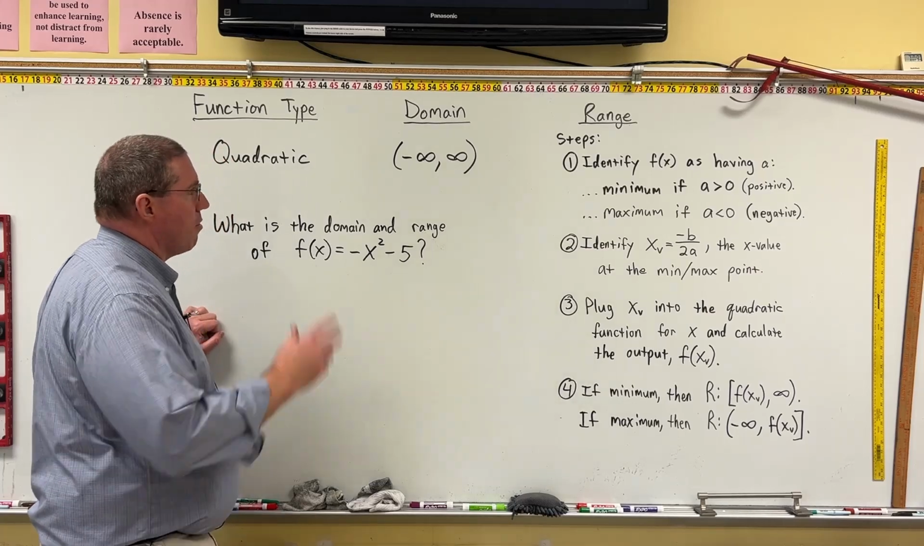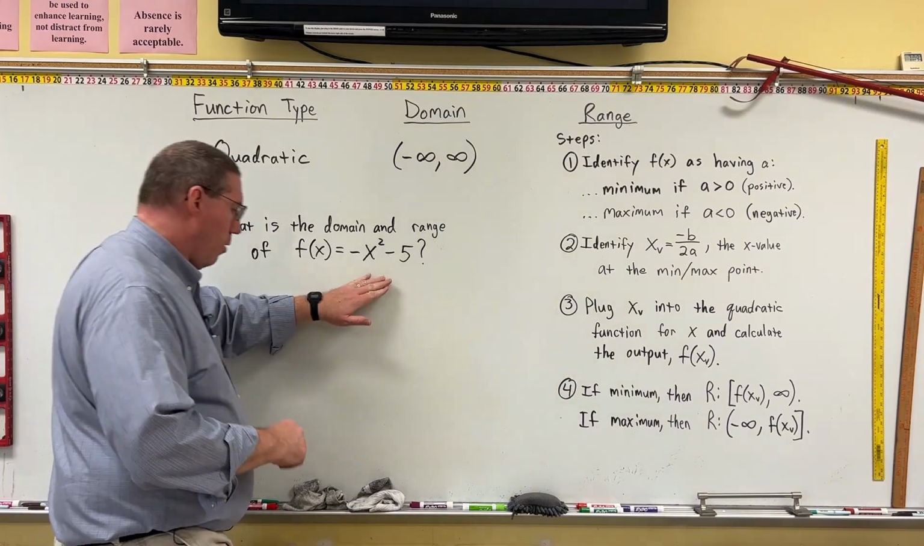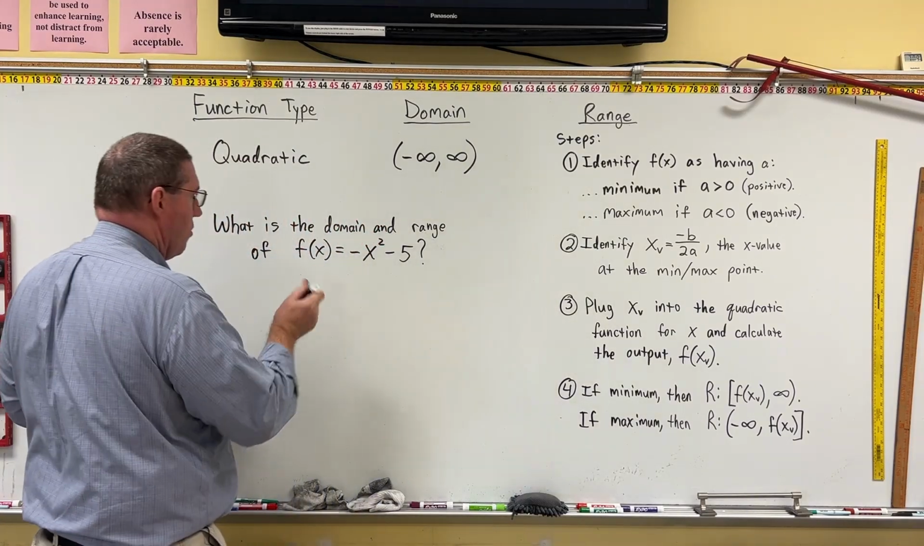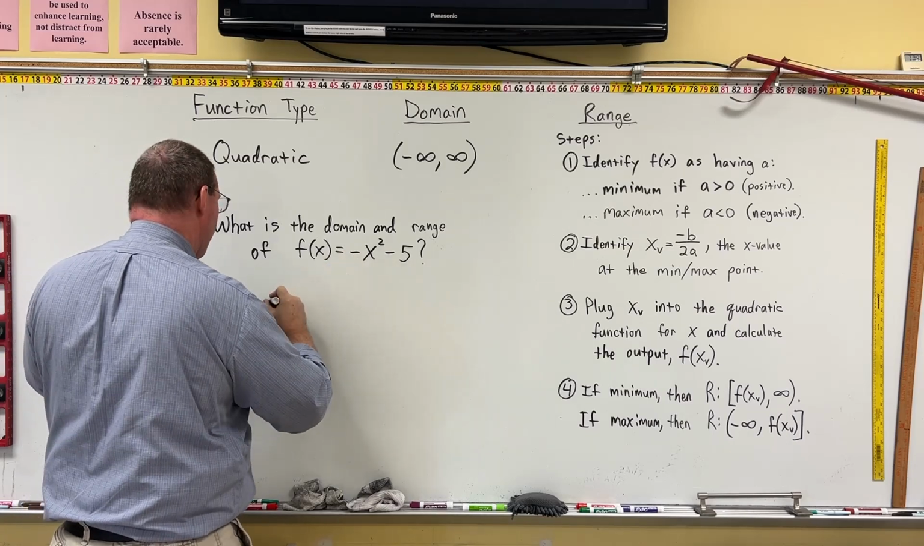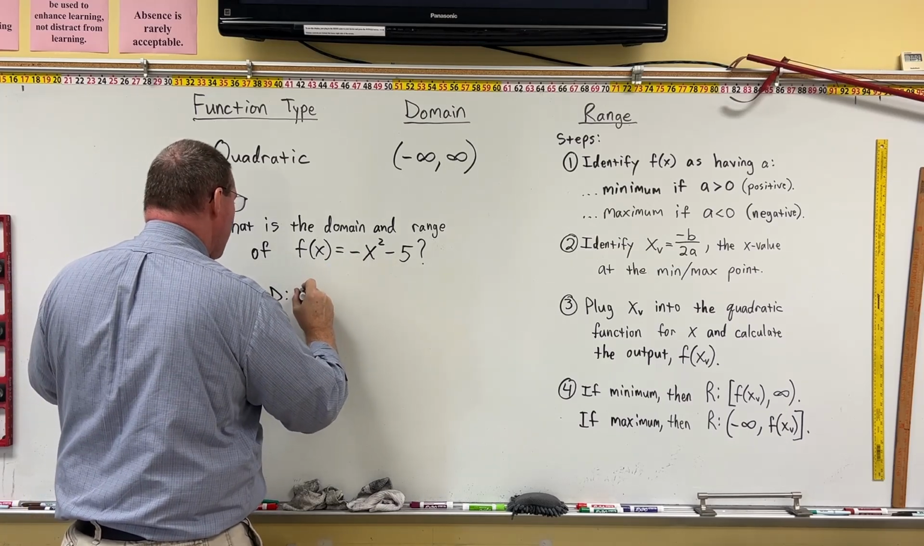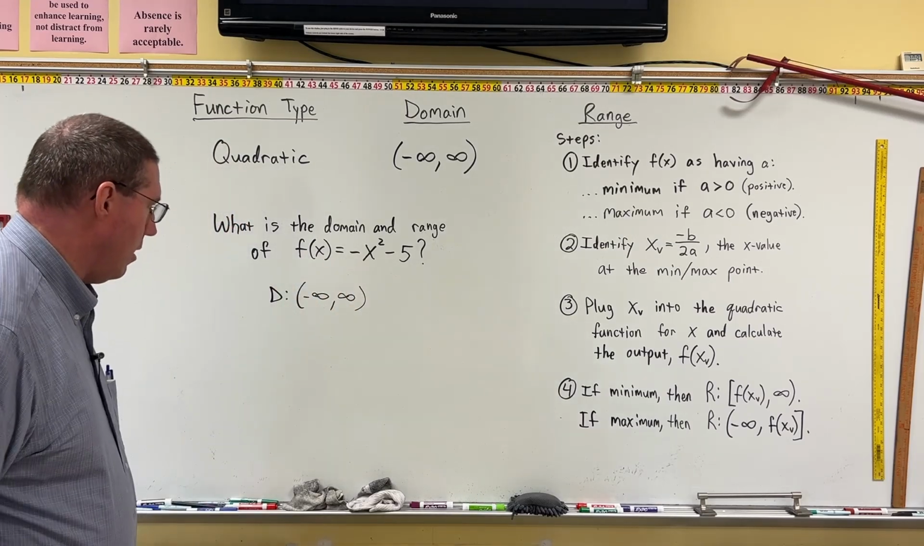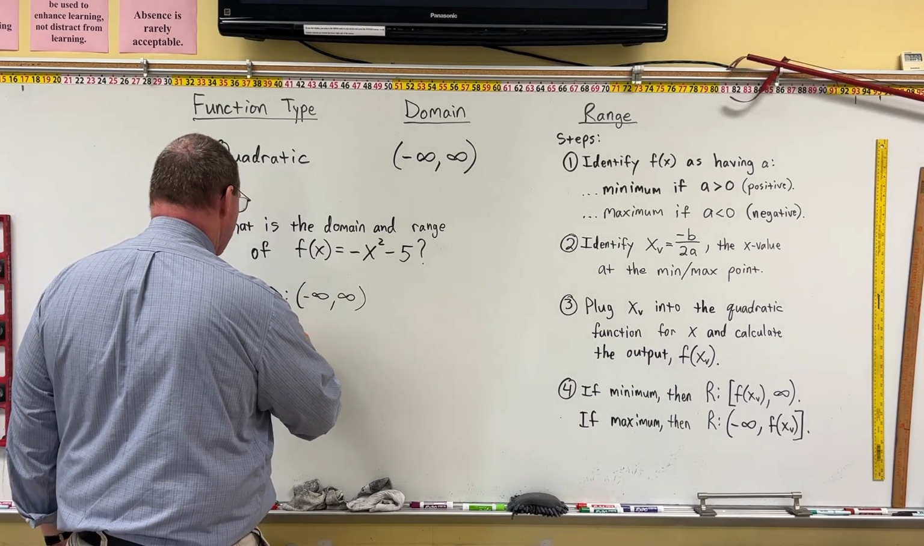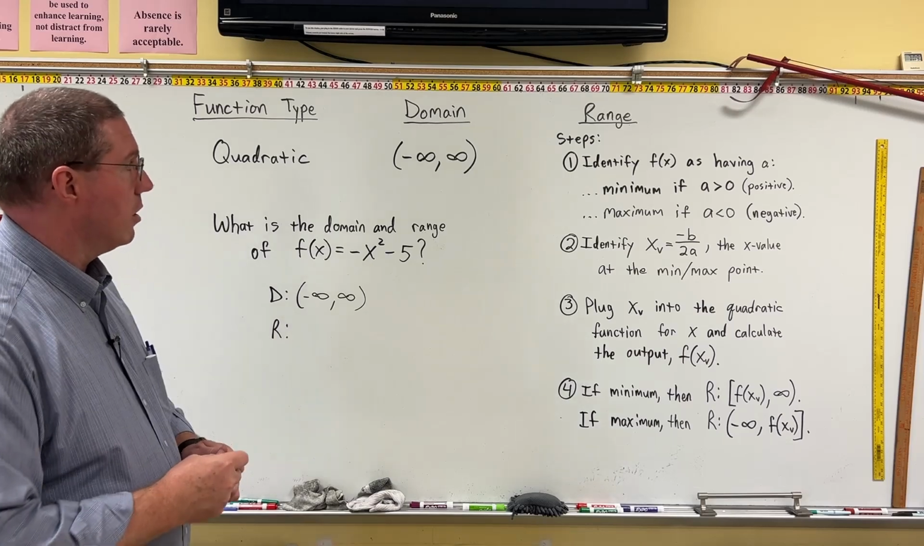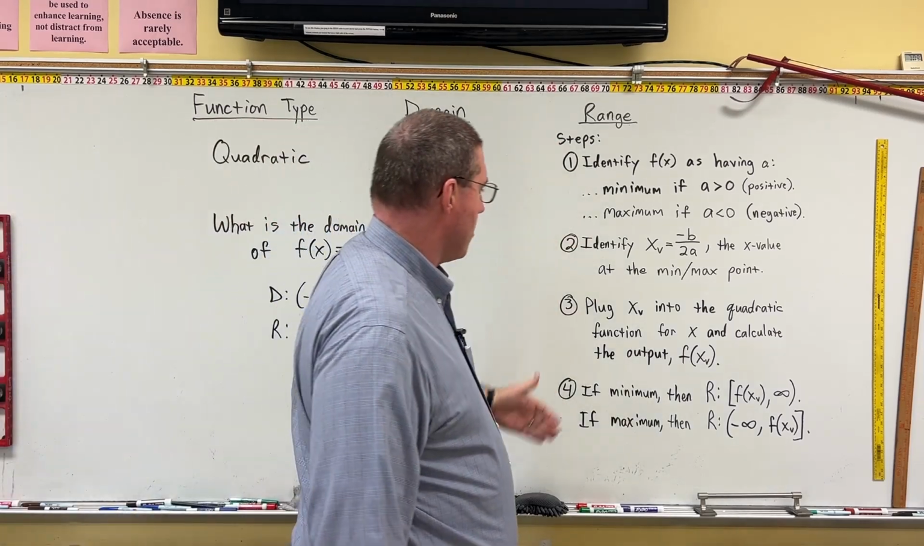But now let's talk about the range. So I already know that the domain of this quadratic function is negative infinity up to positive infinity. That was easy. Now I want to identify the range, and the range is going to take a bit of work. We're going to go through these 4 steps, okay?